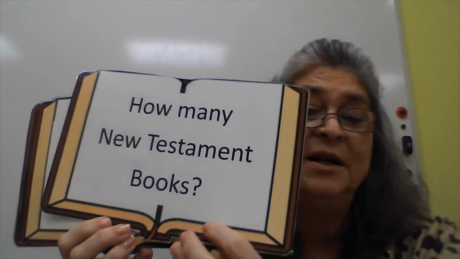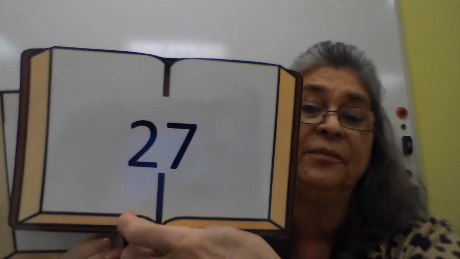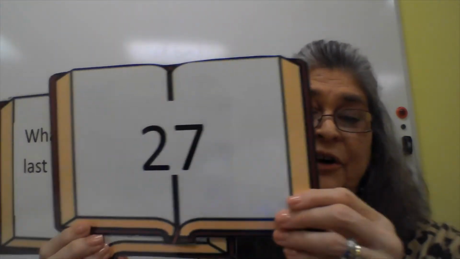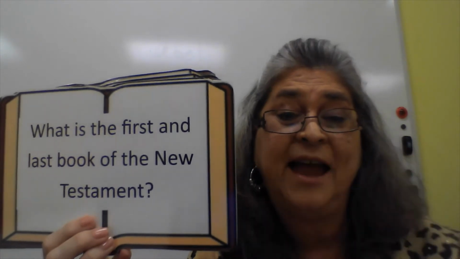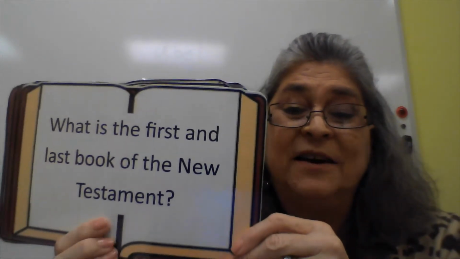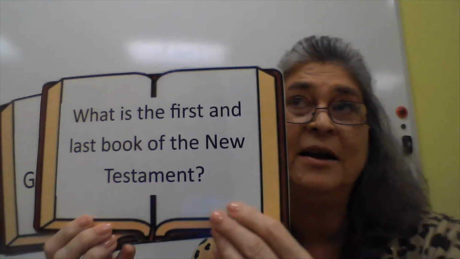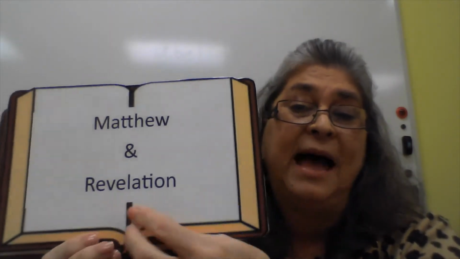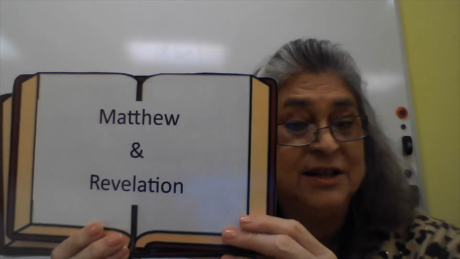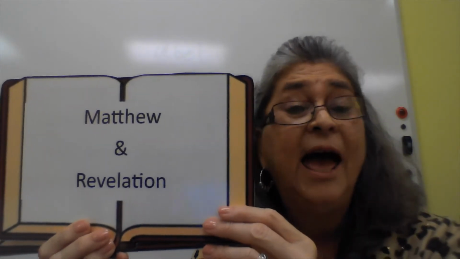Now, how many books are in the New Testament? Remember the Second Testament? How many books are there? 27. Good. Try to beat me to the answer if you can. What is the first and last book of the New Testament? Let's think about it. Matthew's the first, Revelation's the last book of the New Testament, and the last book of the whole Bible.